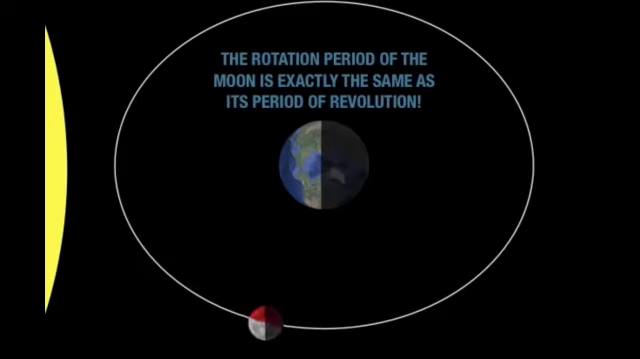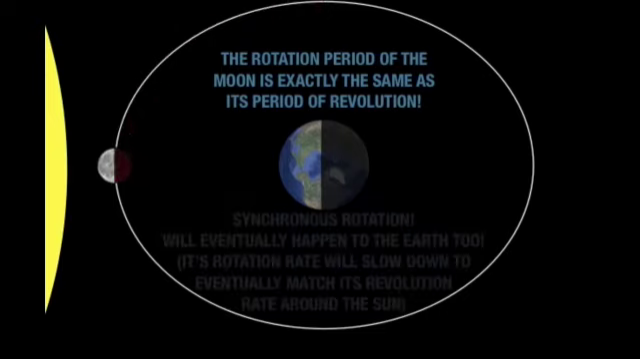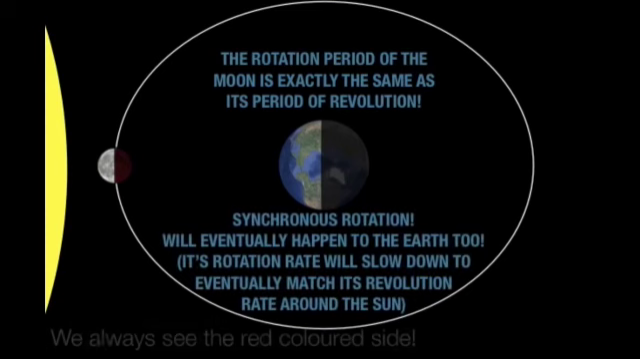Okay, so now you see it with the shadow as well, so that you can see how we see the different phases. There's your full moon. Here's your third quarter, waning crescent, and then back to a new moon. Synchronous rotation.